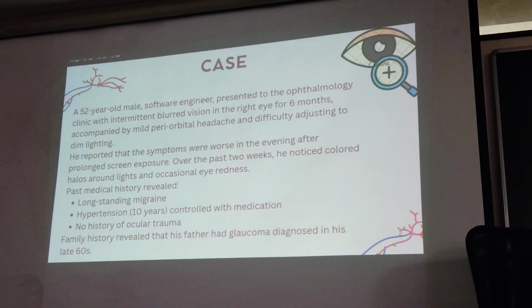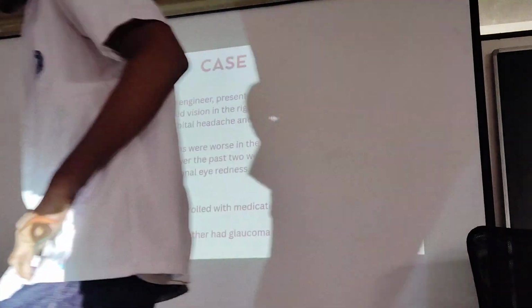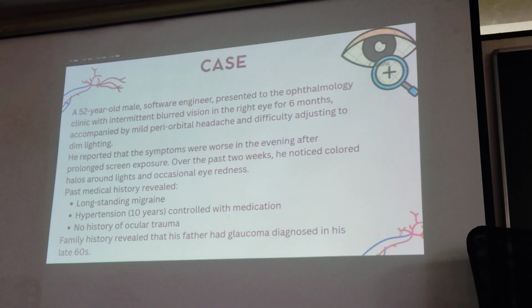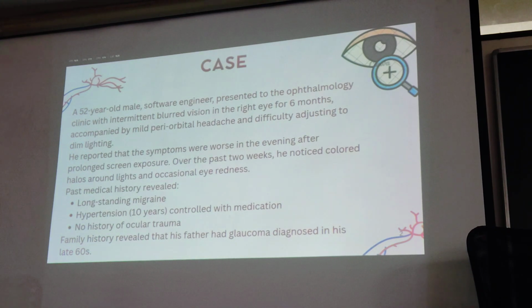A 52-year-old male software engineer, meaning high screen time, presented to the ophthalmology clinic with intermittent blurred vision in the right eye for 6 months, accompanied by mild periorbital headache and difficulty adjusting to dim light. So, a lot of big words. I'll explain term by term.